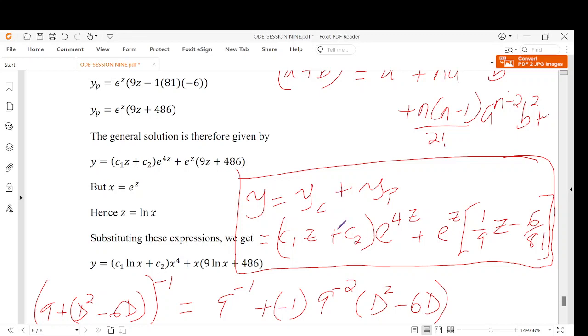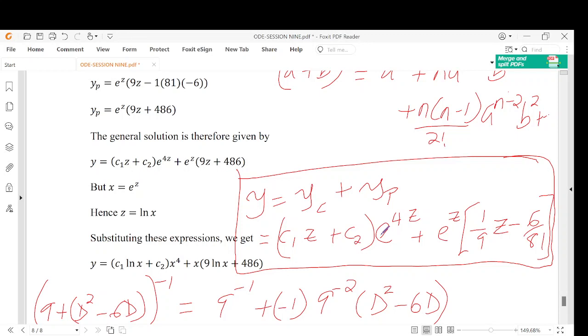And in this case, we can then substitute back x is equal to e raised to power z. So where we have e raised to power z, like here, this becomes x. This becomes x raised to power 4. And where we have z, z is equal to logarithm of x. So we write logarithm of x here and here. And that will be our general solution. So basically, this is the process that we use to solve the equidimensional equation.